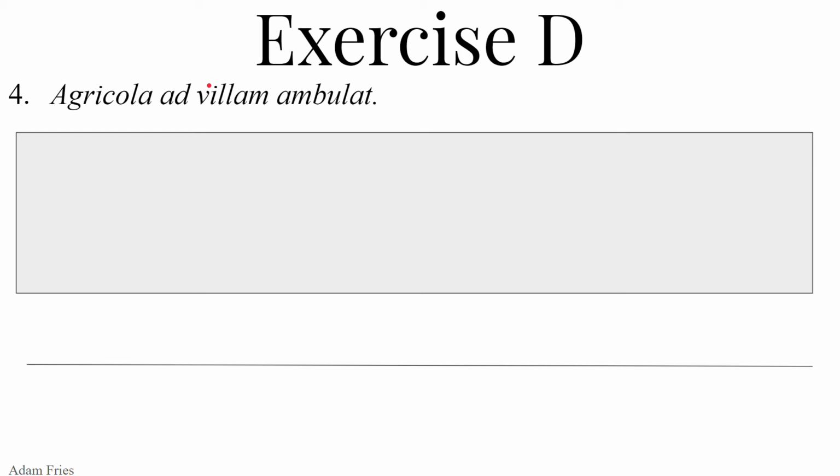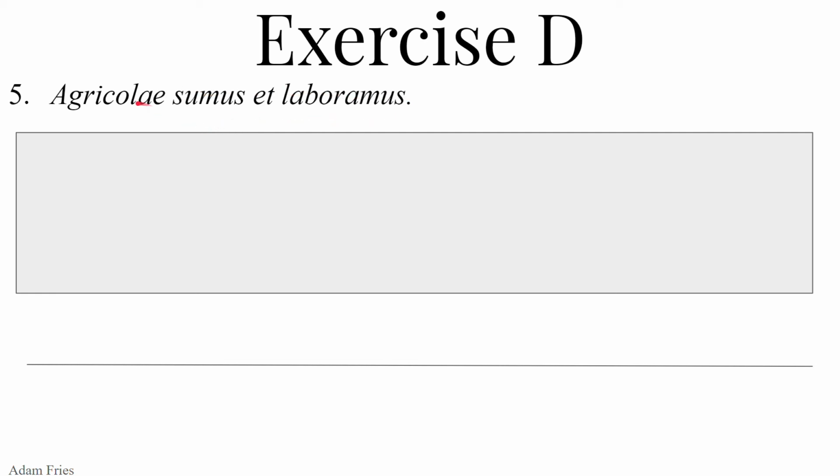Walking, running, jumping, flying. Ambulat. So ambulo, ambulare, ambulavi, ambulatus, meaning to walk. He ambles. He shuffles, he walks. So third person singular, ta, the T, present tense. So the farmer is walking, or the farmer walks to or towards the farmhouse, an accusative motion towards.